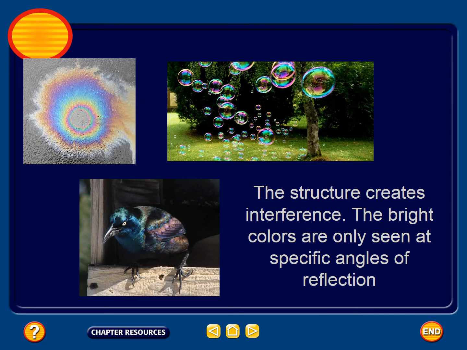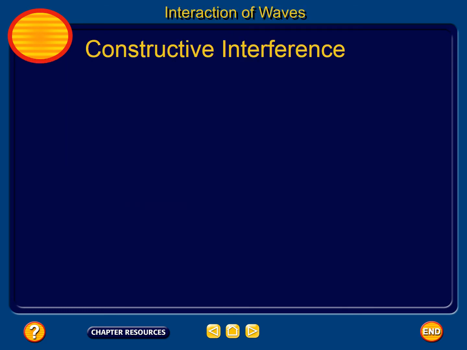Interference is responsible for the iridescent colors seen in oil films, soap bubbles, and the feathers of some birds, like the common grackle. The structure of the bird's feather creates the interference. The bright colors are only seen at specific angles of reflection. There are two types of interference, namely constructive and destructive interference.